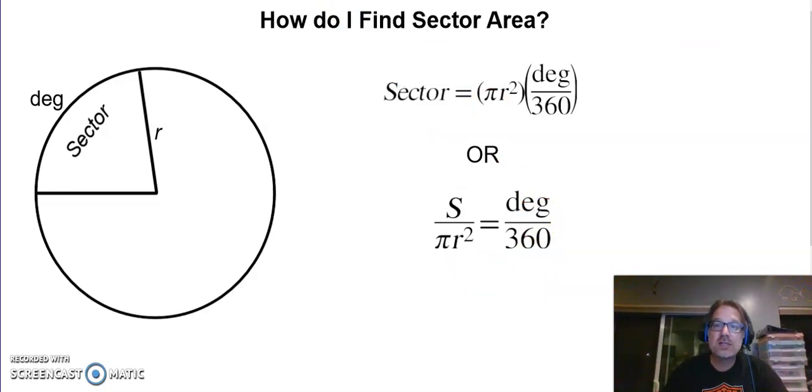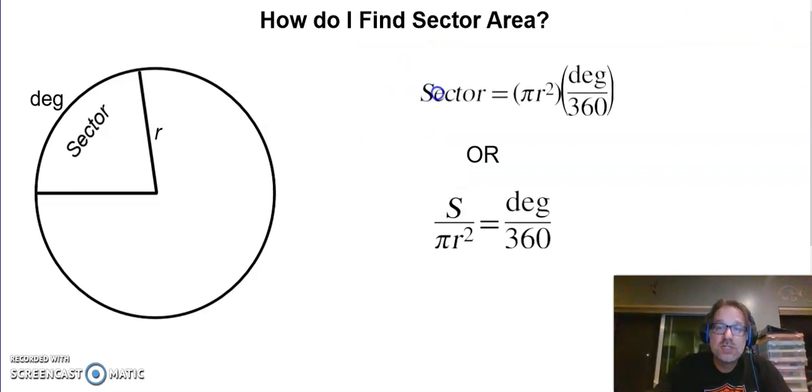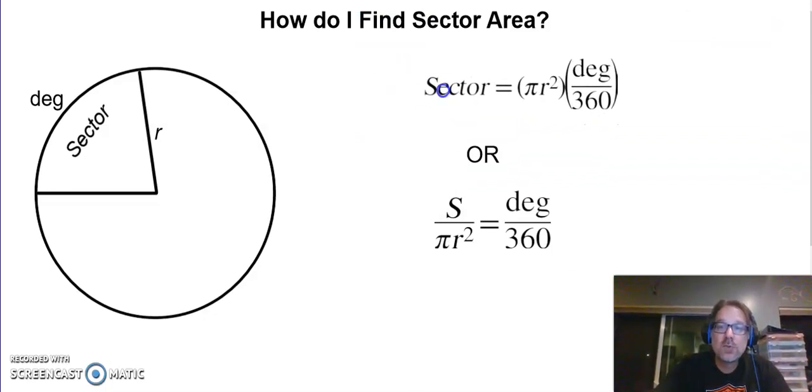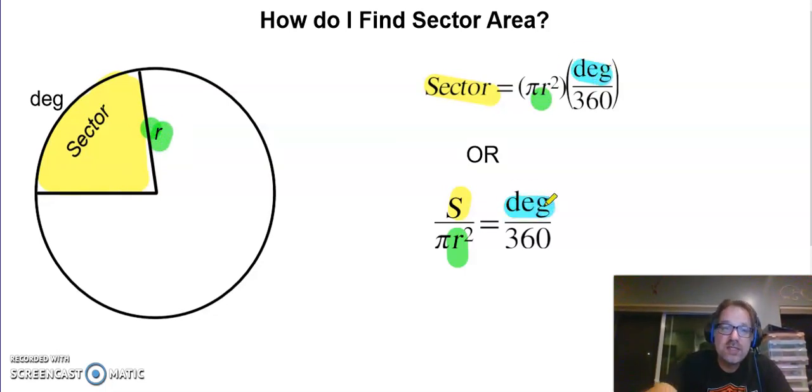So let's go ahead and highlight what we need. Sector is this area right here. How much area are we covering? So that's the S in the sector. To find that, we need the area of this circle, which is going to be pi r squared, the length of this radius, times the degrees in the arc over 360, because 360 is the degrees of the whole circle. Remember, the degree of the central angle is equal to the degrees in the arc.